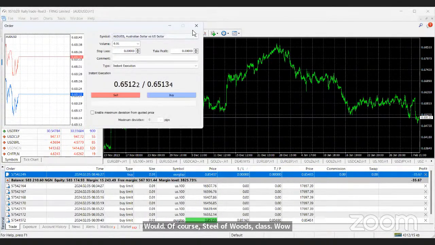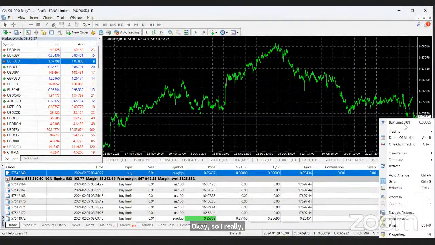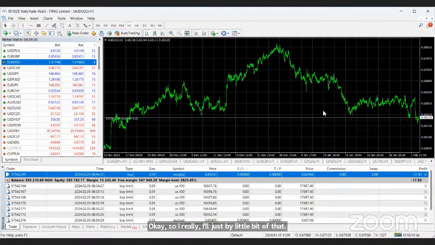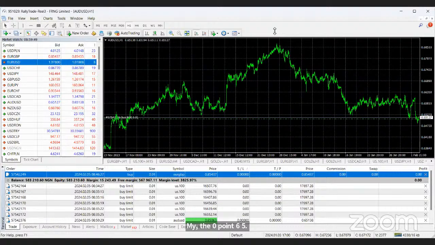Okay, so I really couldn't place a trade on any USD, but I just do buy limit straight. Since I intend to buy, I just do buy limit on the AUD/USD. The price for AUD/USD is 0.65063. For me, my buy limit on AUD/USD is 0.65063. Maybe I should also write that one on the screen for people that like me to give them the price.